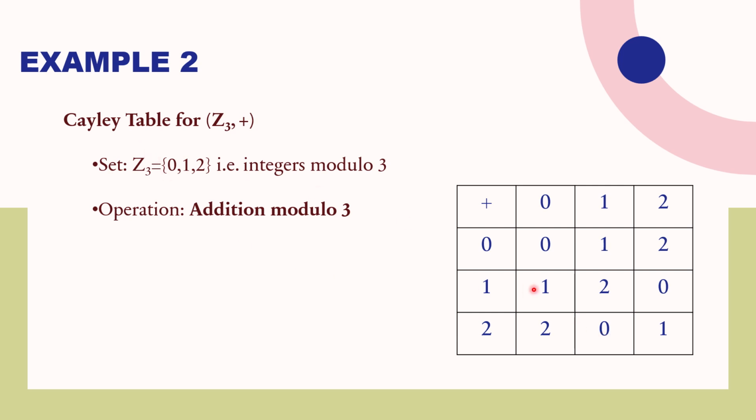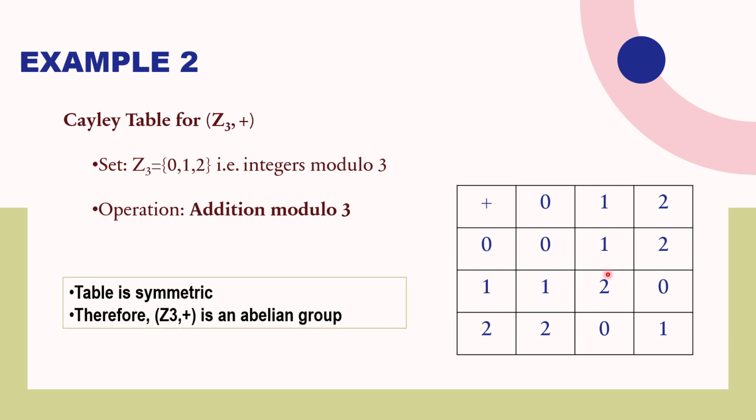And then 2 plus 2 is 4, and 4 is represented by 1. So 1 comes here. Now again, you see there is no repetition in any row or column, so it's a group. Also, the table is symmetric, so the diagonal has a single element. Therefore, it's an abelian group.